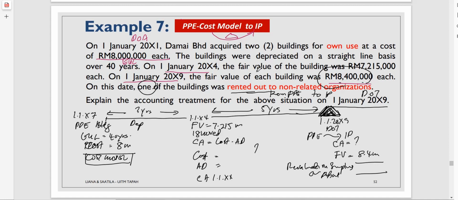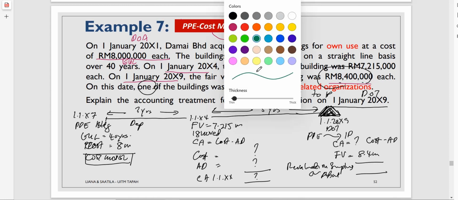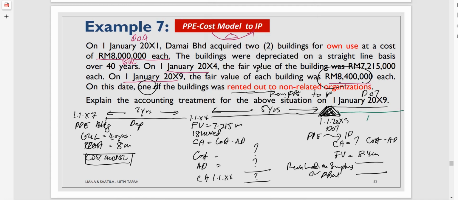So you need to find out this, and this. Right. Then you need to go and find out the carrying amount after 5 years, the same thing by using also cost minus accumulated depreciation. However, this is the date of transfer. The asset will cease to become a PPE, and from this point onwards it will become IP. So this is where it will become IP from 1st of January 2000 X9.